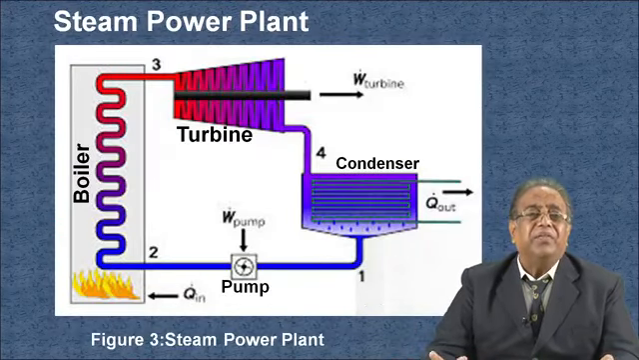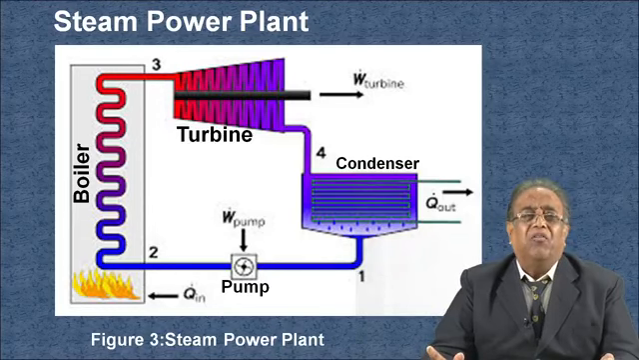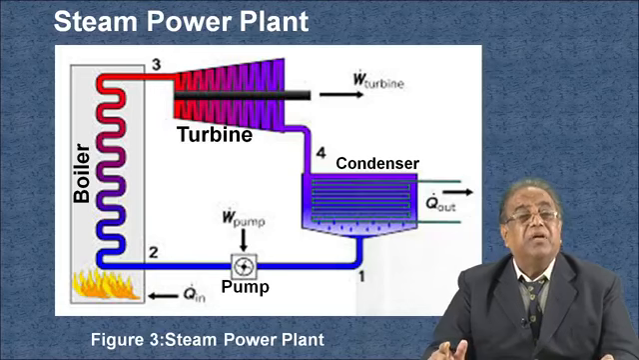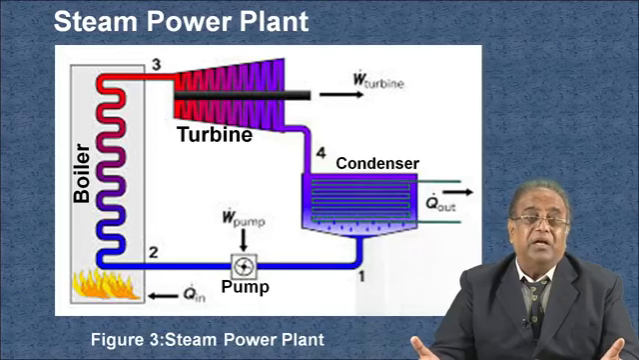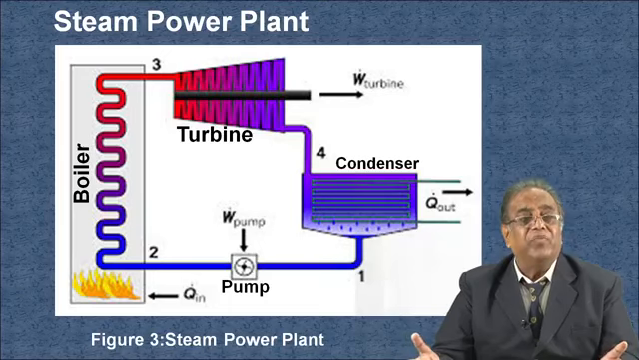This is another diagram for the steam power plant. Here you see the boiler, which converts water into steam. So here the coal is burned, that is shown at the bottom. The heat is taken by the water, and the blue line is depicting the liquid phase of the working substance, in this case water. Then it is converting into steam.